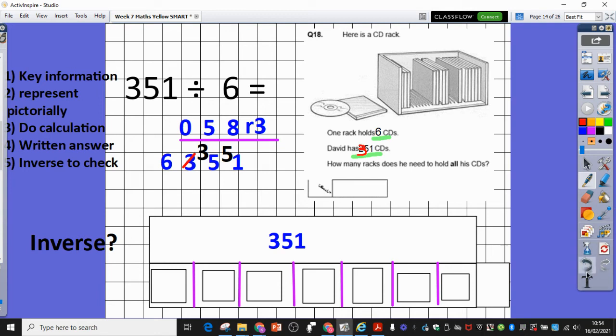351, there we go. Okay, so I know that the key information is that I'm going to have to share my 351 CDs 6 ways. So I'm going to then represent it pictorially. So I've got my whole, my 351 CDs, and I have represented it. I'm splitting it 3 ways. 1, 2, 3, 4, 5, 6. Oh, 7 here. Okay. Now that 7th column will come very clear very soon as to what I have to do.